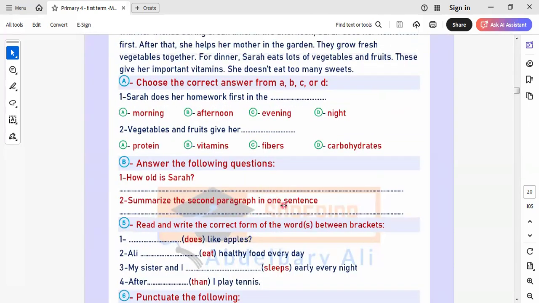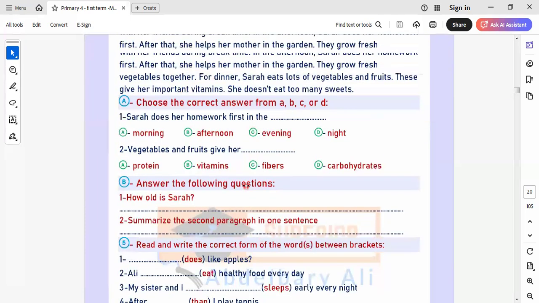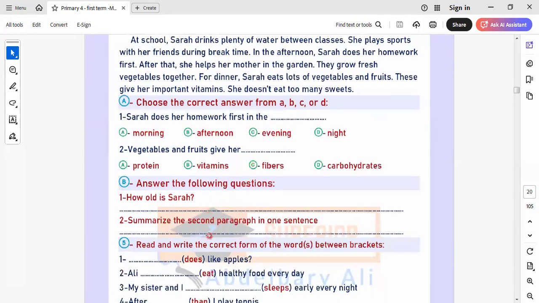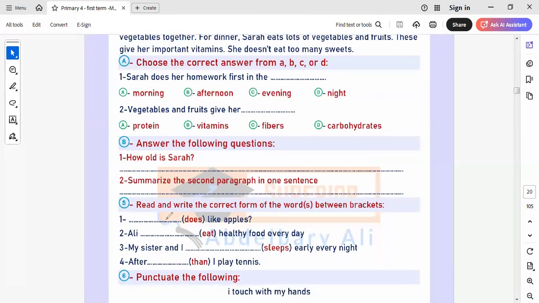Summarize the second paragraph in one sentence. This is the second paragraph. Sarah's day in school. I can say Sarah's school day. It's a suitable title for this text. If you have another title, you can write it. Sarah's school day.